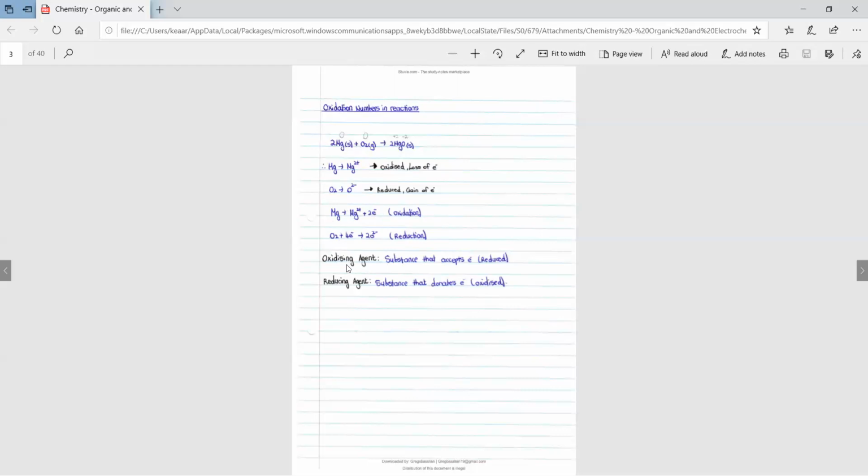Okay, then just a little side note, if they were to ask what is the oxidizing agent, the oxidizing agent is the substance that accepts electrons or the substance that was reduced. So it's kind of an easy way to remember it, it's the opposite. The oxidizing agent is the one that was reduced. The reducing agent is the one that was oxidized. In more technical terms, the reducing agent is the substance that donates electrons.